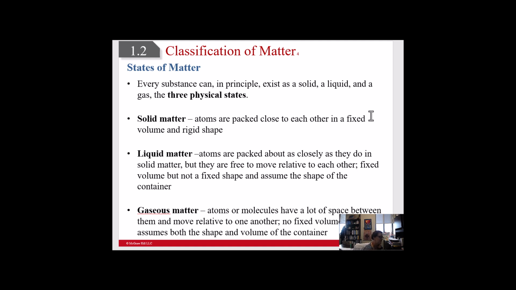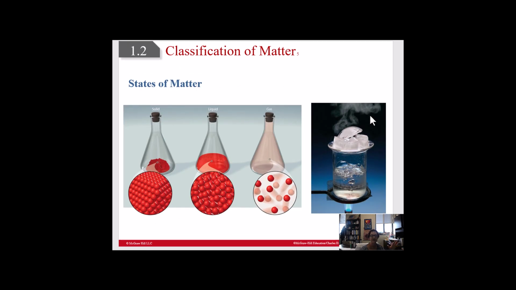First of all, the three physical states of matter that we're going to look at in this class are solid, liquid, and gas. How these are different from each other, I'm going to show you in a little picture here in a minute, is how the atoms are packed and whether or not it has its own shape or can take on the shape of a container. Each of these is different by what that means.